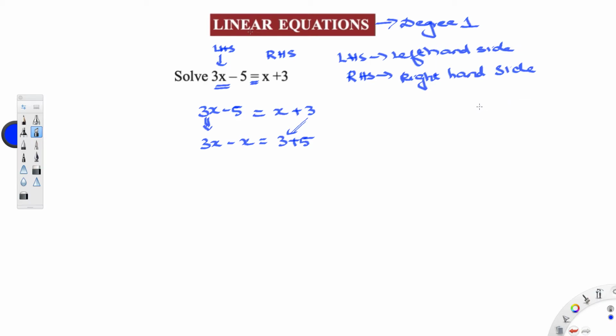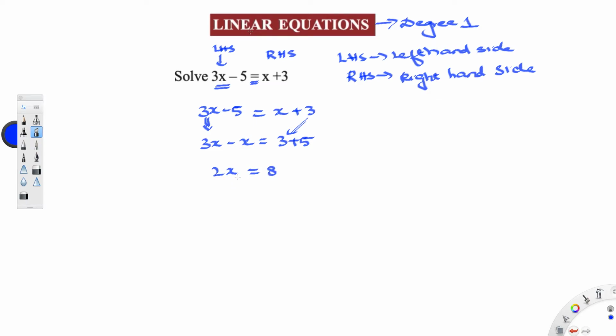The same way, if you have multiplication, it will become a division on the other side. If it is division on one side, it will go as a multiplication. We will see more sums on that concept also. So 3x minus x is 2x. 3 plus 5 is 8.